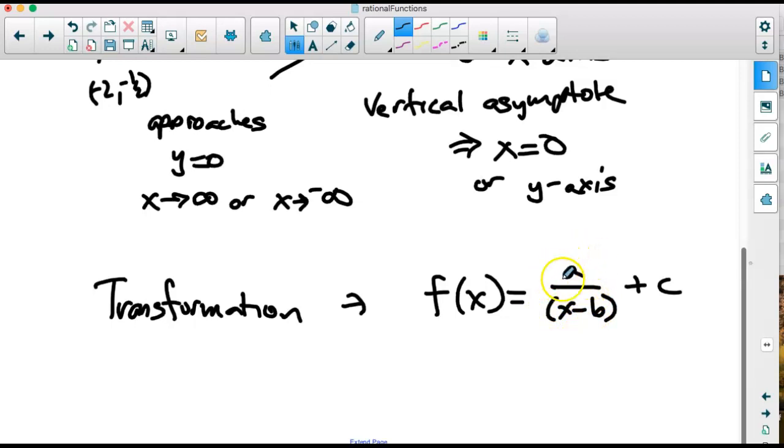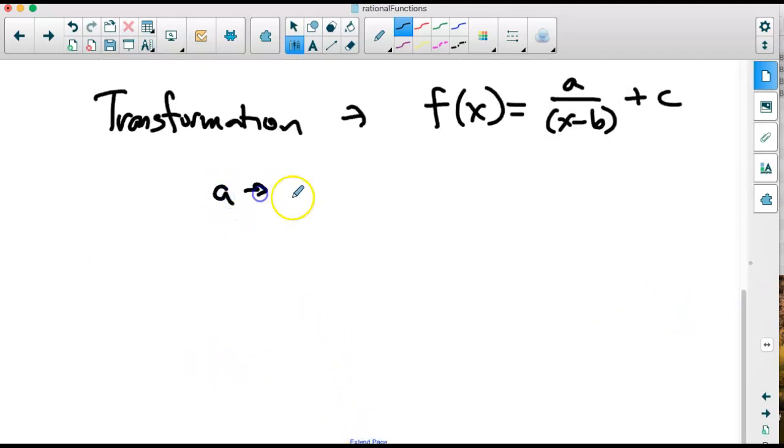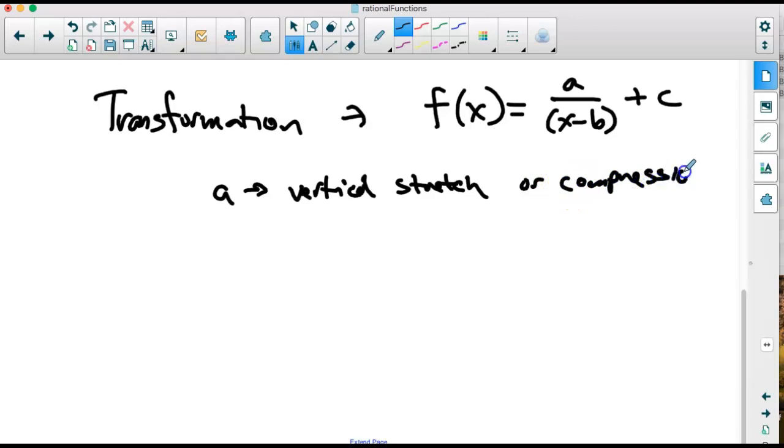If we write it like this, then we have some transformations. We have a stretch or shrink because of this value here. We have a horizontal shift for this, and we also have a vertical up and down by this value. And if this is negative, we have a reflection. Okay, so there could be 4 transformations there. A gives you a vertical stretch or compression, and it also will reflect if negative.